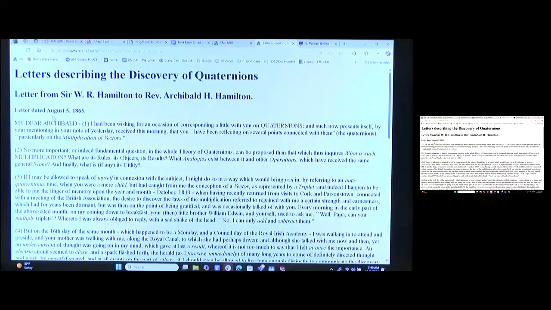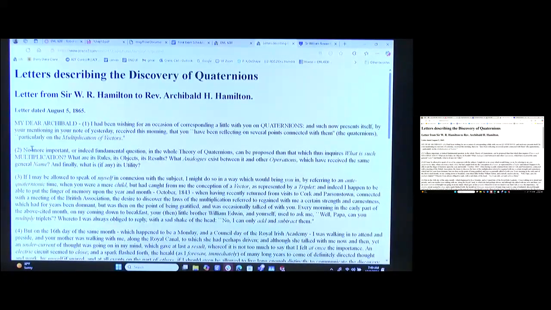This is a letter that he wrote. He passed away in 1865, so it was near the end of his life, and he wrote it to his son. And he's telling him kind of the history of how he came up with this multiplication. So we're just going to take a look at just a little bit of this. But his son Archibald, he said, I've been wishing for occasion to correspond with you about quaternions. And you mentioned in your note yesterday about reflecting on several points, particularly the multiplication. He called it multiplication of vectors, because we had those vector parts. You can't multiply vectors. I mean, what the heck?